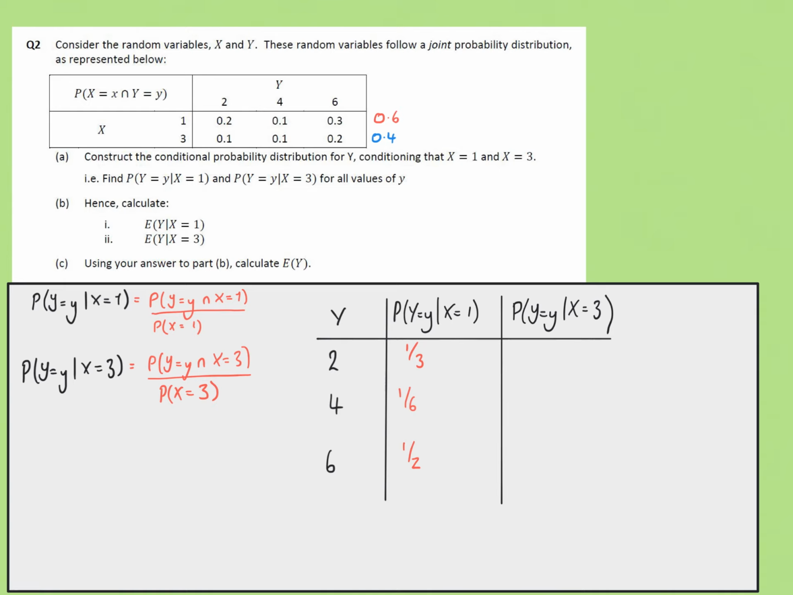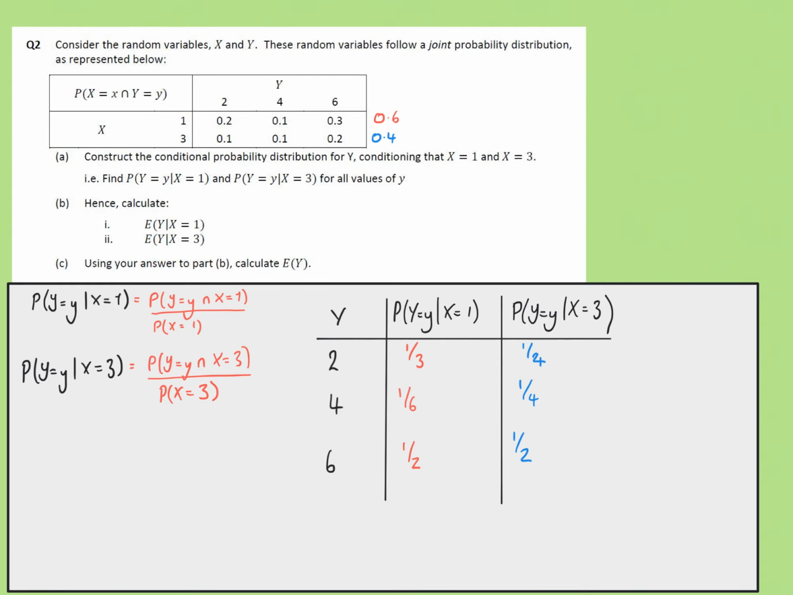We can do exactly the same for the conditional probabilities given that x is equal to 3. We divide through the joint probabilities by the marginal probability, and we get probabilities equal to a quarter, a quarter, and a half. Now, the first thing that we might notice is that since these conditional probabilities are different, x and y must not be independent random variables, because if they were independent, the conditional probabilities would be exactly the same.